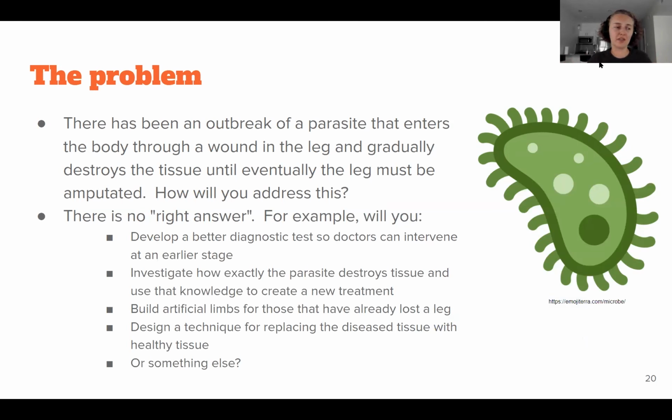And I want to emphasize there is no right answer here. There's no correct answer here. You could take an infinite number of different approaches. So for example, would you want to develop a better diagnostic test so doctors can intervene at an earlier stage of the disease? Would you want to investigate how exactly the parasite destroys the tissue and use that knowledge to create a new drug or a new medication? Would you want to build artificial limbs for those that have already lost their leg or are going to lose their leg? Would you want to design a technique for replacing the diseased tissue with healthy tissue, or something else entirely? These are just some ideas to get you started.